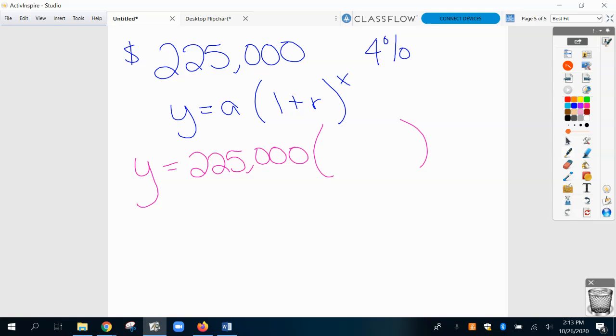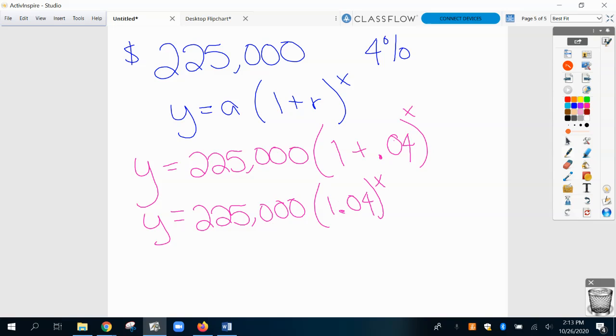What number do we want to plug in for r? We need to plug this in as a decimal, so we need 0.04, right? We can't just plug that in as a 4, we need it as a 0.04. What equation would be the equivalent representation of this? We should have picked y equals 225,000 times 1.04 to the x.